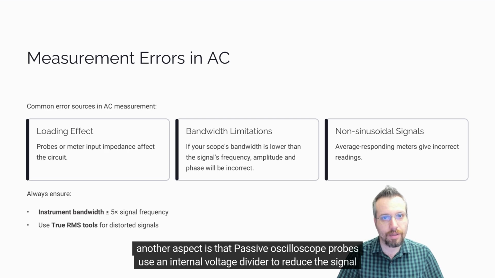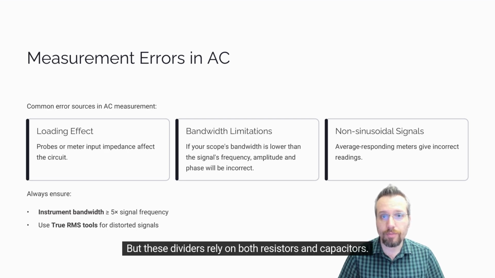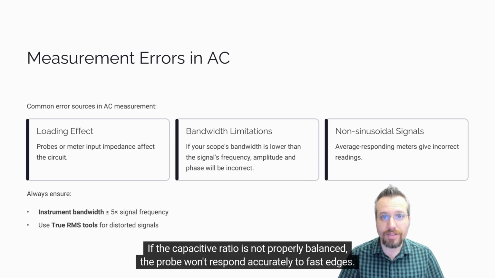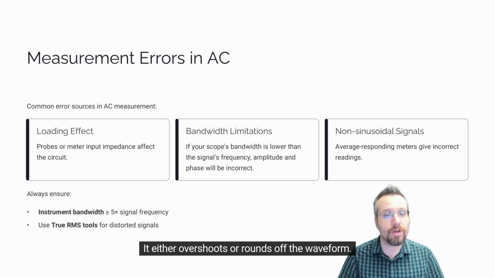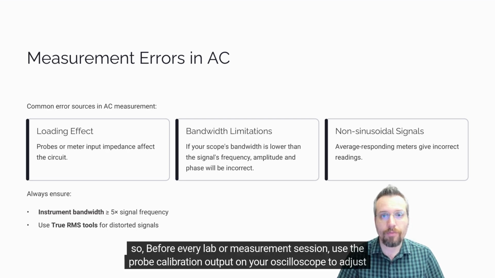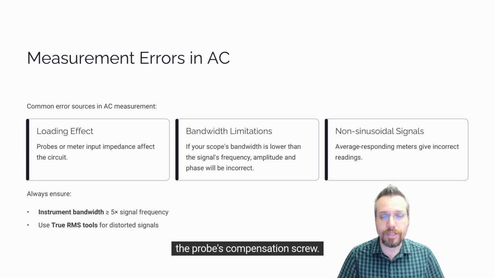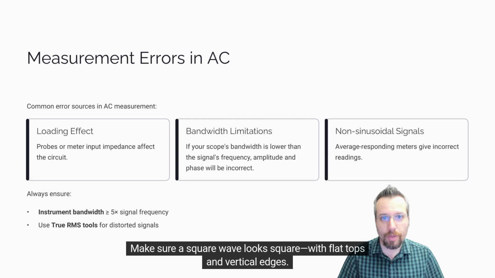Another aspect is that passive oscilloscope probes use an internal voltage divider to reduce the signal amplitude. But these dividers rely on both resistors and capacitors. If the capacitive ratio is not properly balanced, the probe won't respond accurately to fast edges. It either overshoots or rounds off the waveform. So before every lab or measurement session, use the probe calibration output on your oscilloscope to adjust the probe's compensation screw. Make sure a square wave looks square with flat tops and vertical edges.